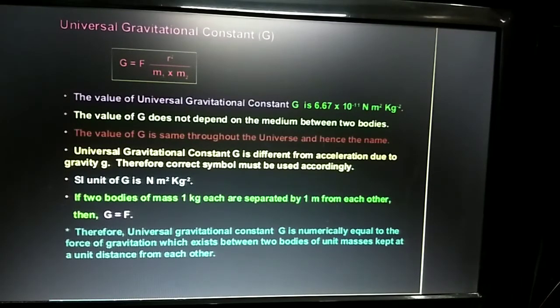It is different from acceleration due to gravity, and it is equivalent to F when this force is acting between bodies of masses 1 kg separated by 1 meter distance from each other. So therefore, universal gravitational constant G is numerically equal to the force of gravitation which exists between two bodies of unit masses kept at a unit distance from each other.